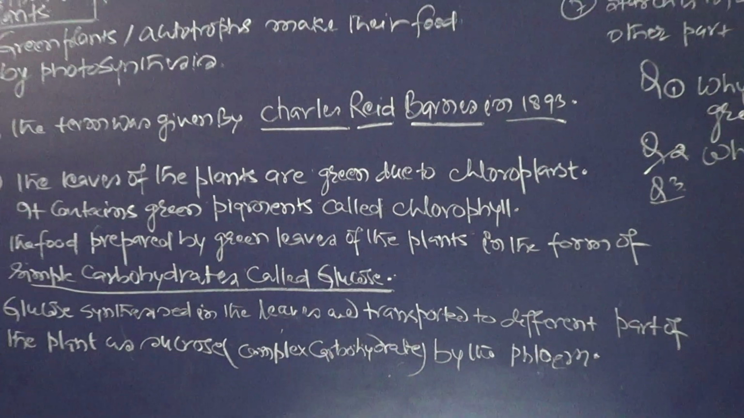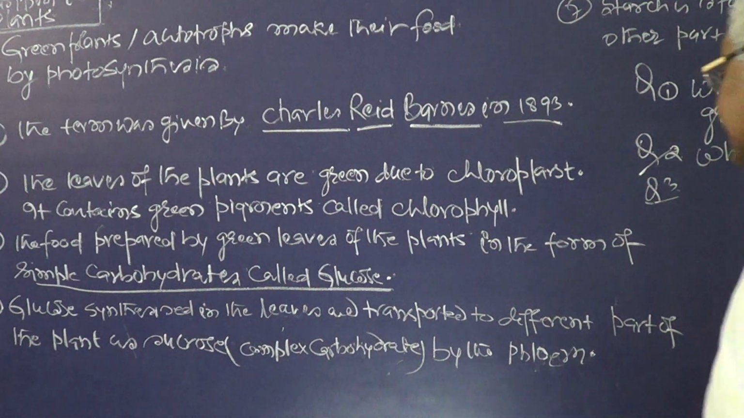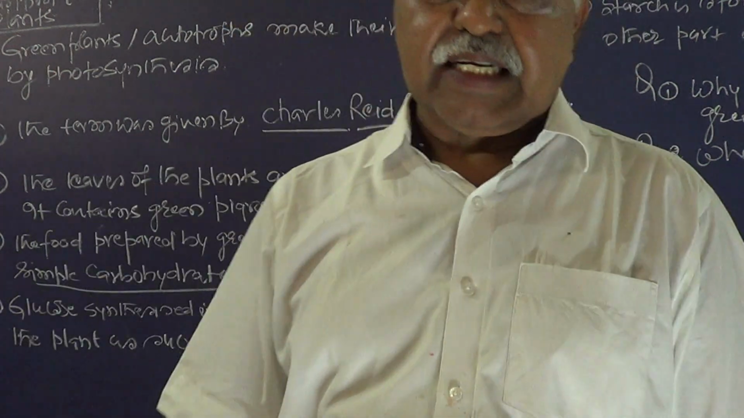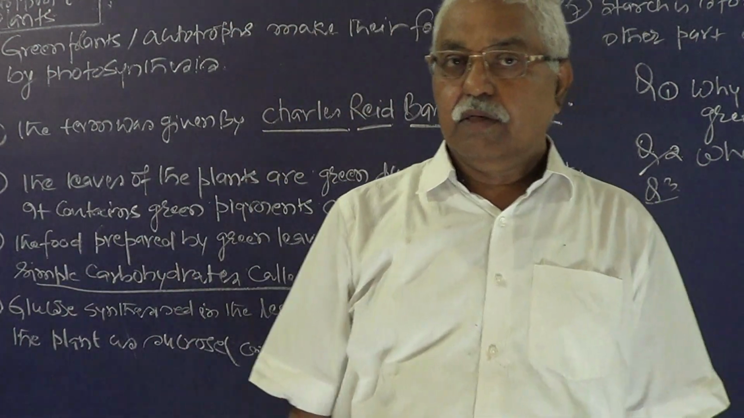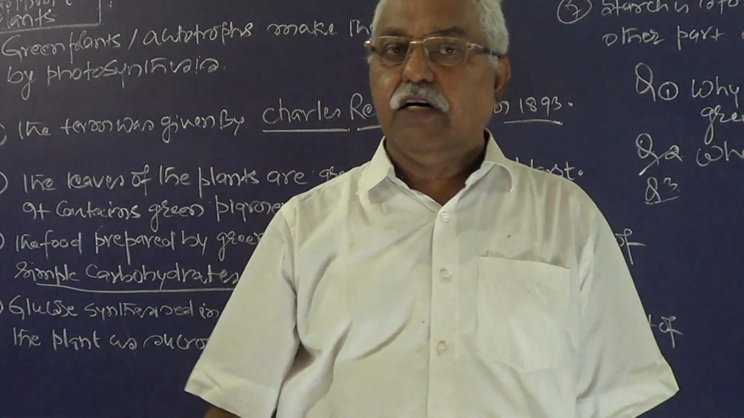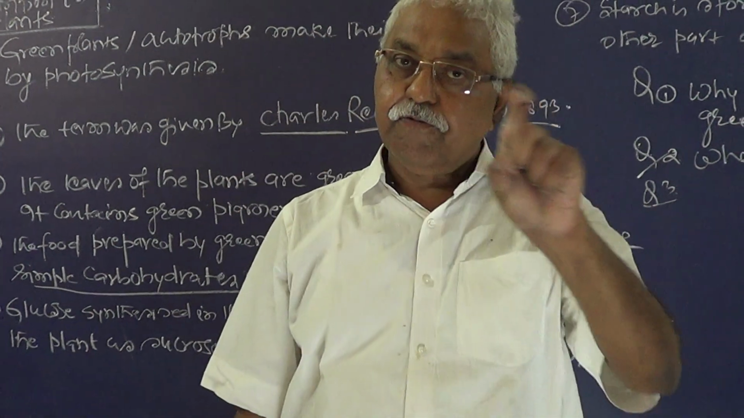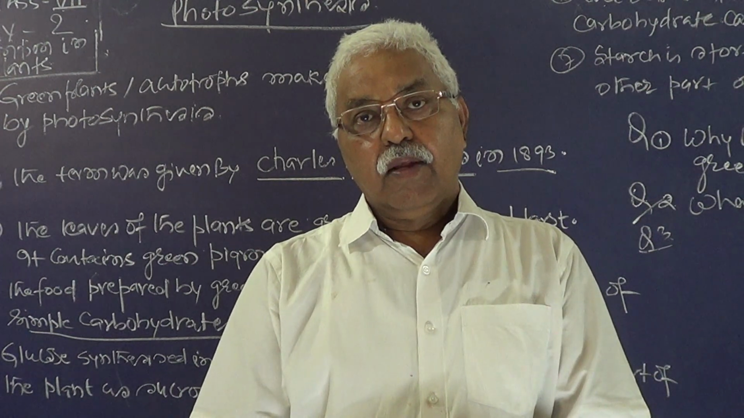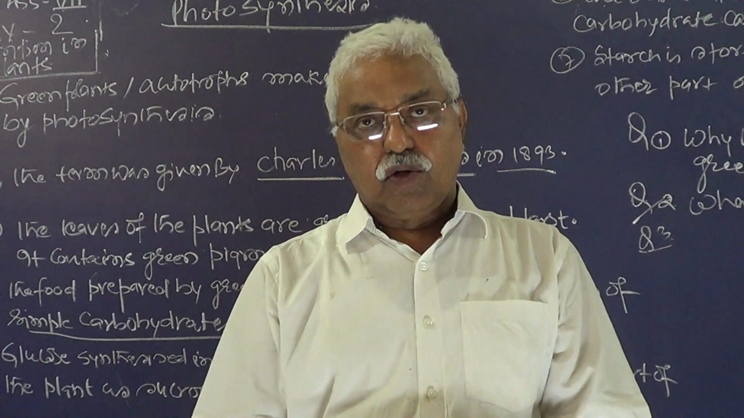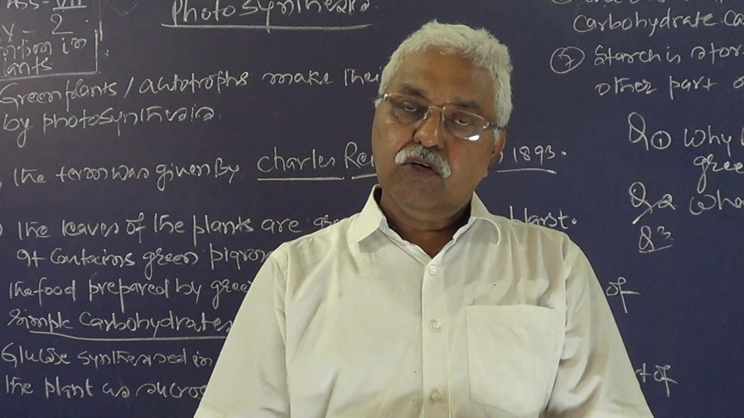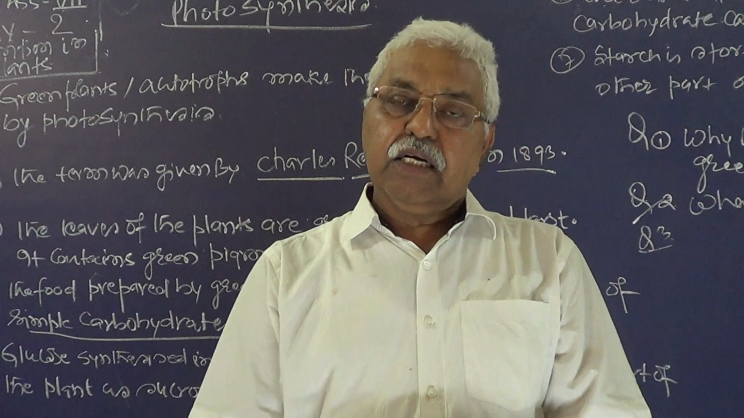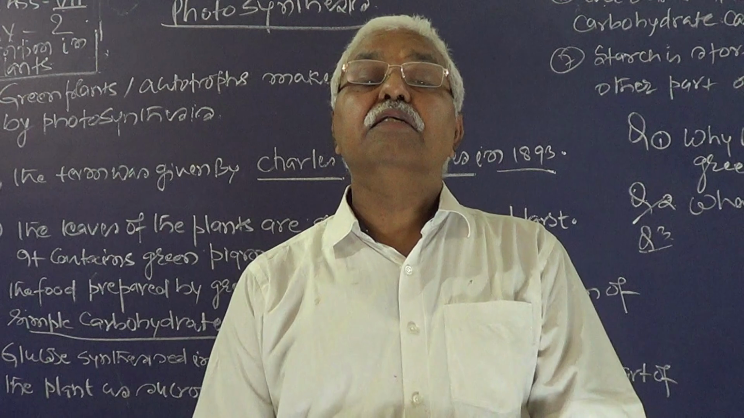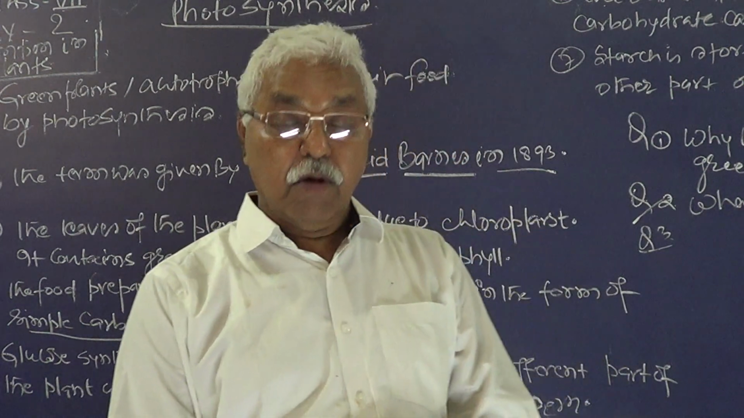Sucrose is a complex carbohydrate, and the transportation of sucrose into the different parts of the plant is by phloem. The glucose gets converted into sucrose, and it is transported to the different parts of the plant by phloem.